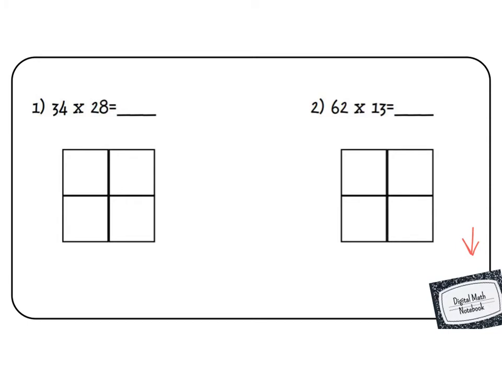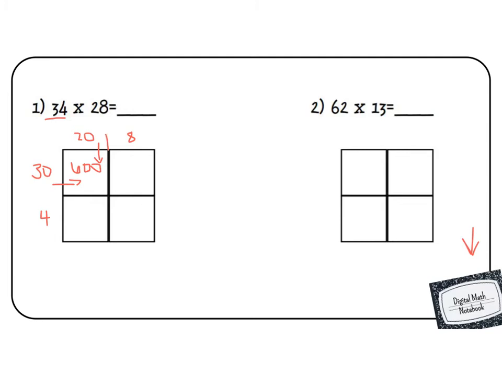Our first step is to break our numbers apart by their place value. In problem number 1, we have 34 and 28. 34 is made up of 30 and 4, and 28 is made up of 20 and 8. So I took the numbers and broke out their place value, kind of like expanded form. Now I'm going to do the two boxes that multiply together. 3 times 2 is 6, and we have a 0 in 30 and a 0 in 20, so that's going to be 600.